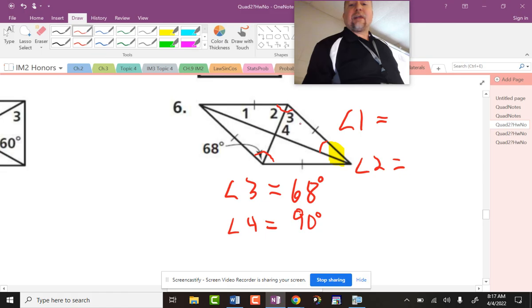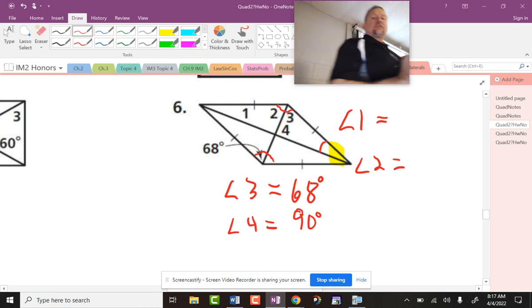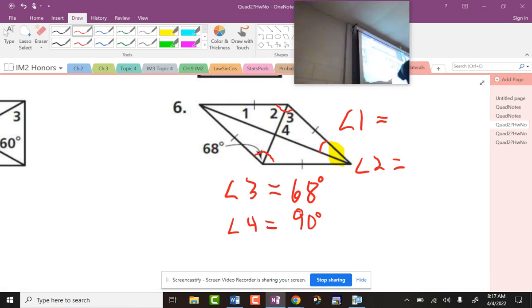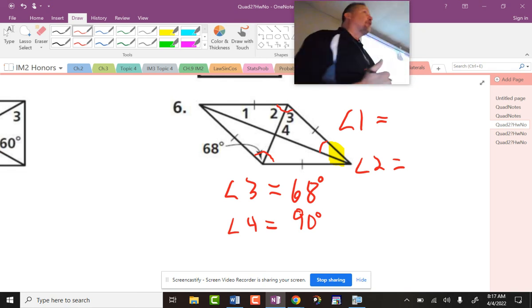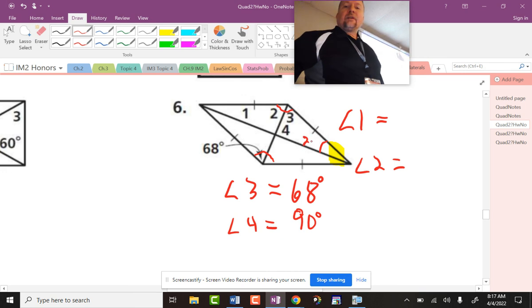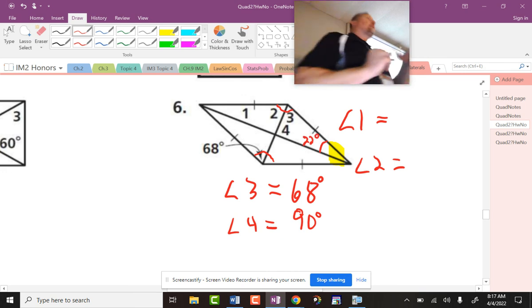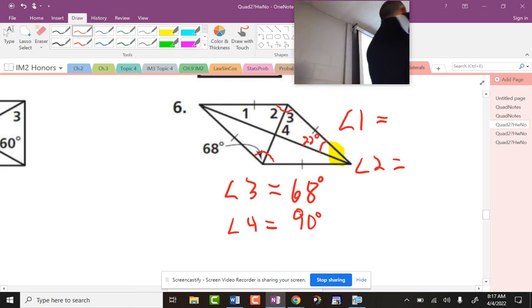So these should add up to 180. So what's left over? If this is 90 and this is 68, what's left over? It's not 42. That's too much. If you made that 42 right there, then that would be 200 degrees. So 22. Okay, so that angle is 22. Now, what does that help you find? What angle on this page is also 22 degrees?